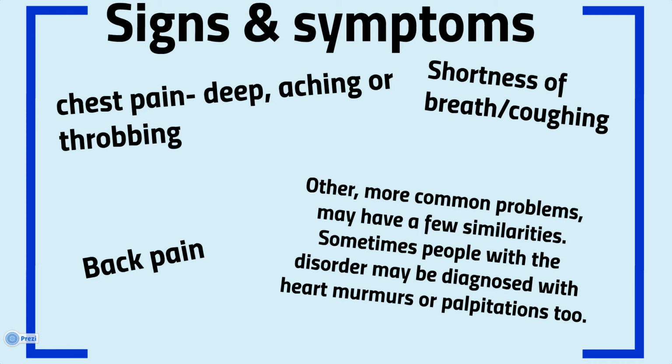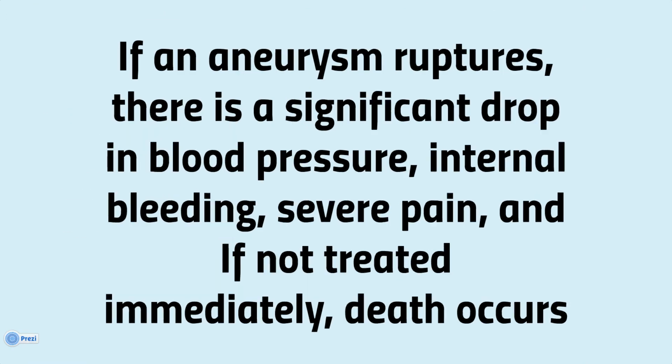Signs and symptoms: chest pain, deep aching or throbbing, shortness of breath, coughing, back pain. Other more common problems may have a few similarities. Sometimes people with the disorder may be diagnosed with heart murmurs or palpitations too. If an aneurysm ruptures, there is a significant drop in blood pressure, internal bleeding, severe pain, and if not treated immediately, death occurs.